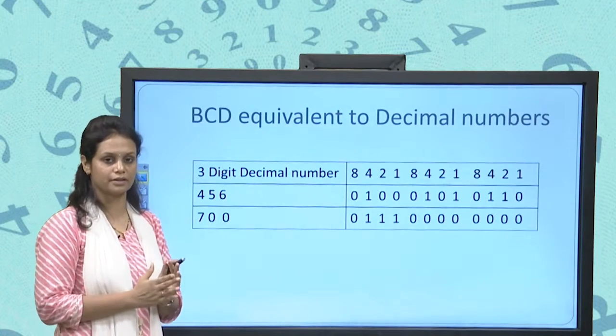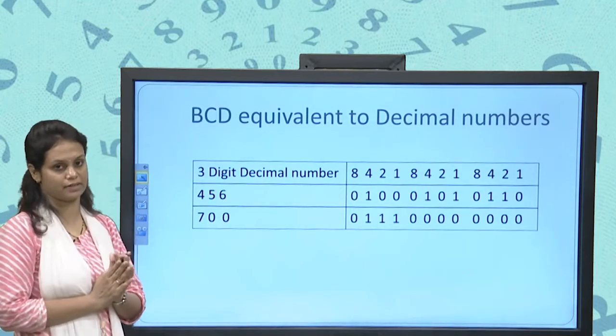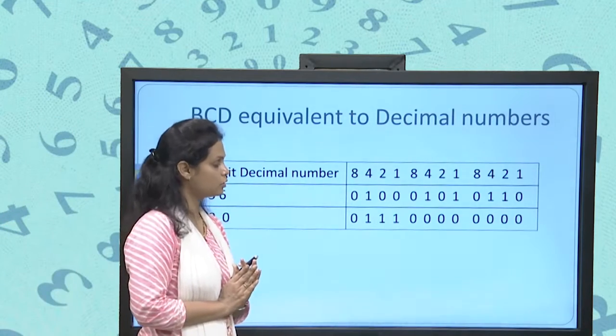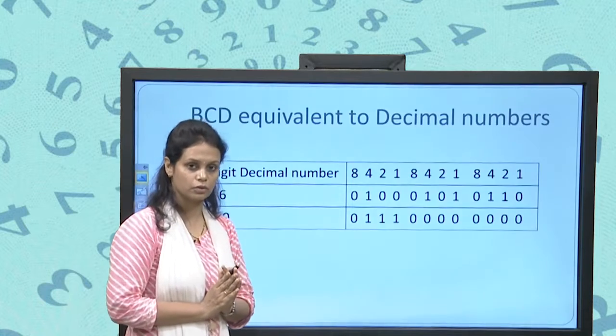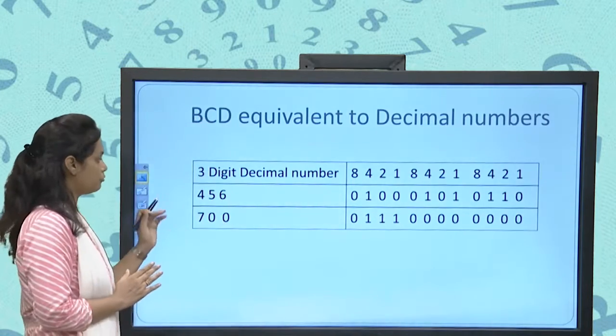This is the BCD representation of the decimal number 456. I am repeating, 0 1 0 0, 0 1 0 1 and 0 1 1 0. This is the BCD representation of the decimal number 456.